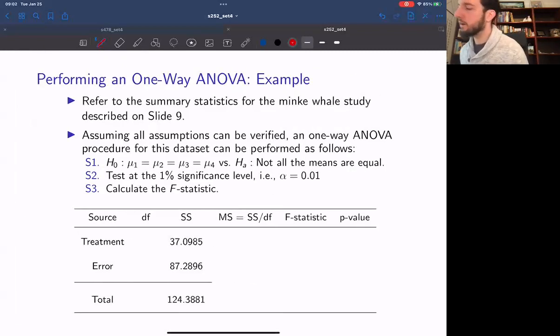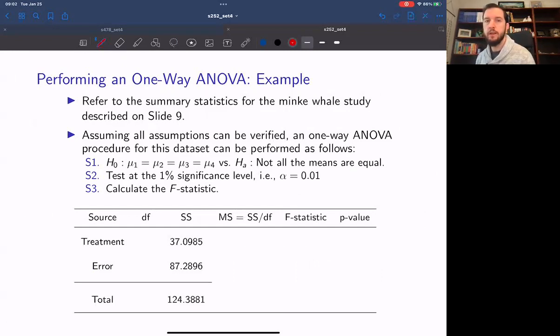Okay, so we're going to look at an illustrative example to start, and then we will consider a completely fresh example where we can work through all of the steps from scratch. Right, so in this illustrative example, we are going to compare the lengths of the minke whales entrapped at each of those 4 different depths. So we are working through the illustrative example that we used at the start of the lecture set.